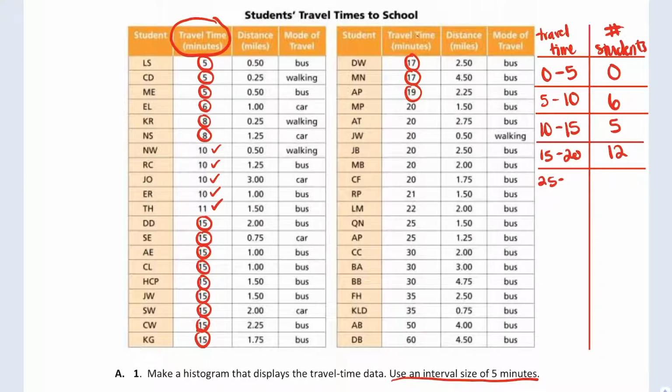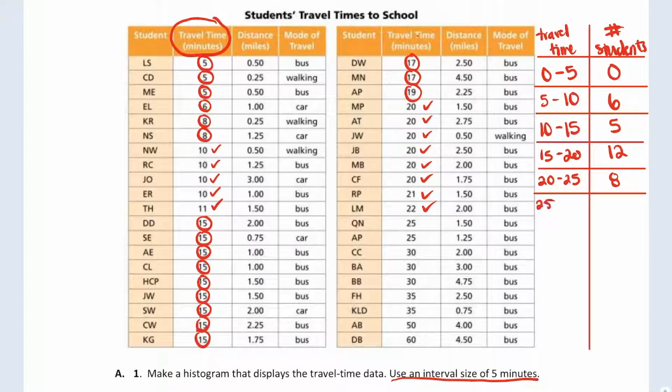Next time interval is 20, whoops, I skipped. It should be 20 to 25. I'm looking for numbers between 20 and 25, not including 25. So that's 1, 2, 3, 4, 5, 6, 7, 8. So 8 students take between 20 and 25 minutes to get to school.